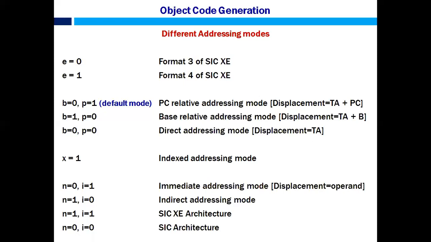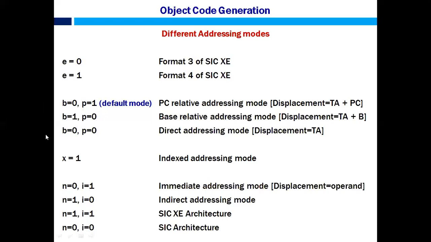What does program counter mean? It will be knowing the next address, so we call it PC relative addressing mode. For this, the displacement is found as target address minus program counter address. We should know this, and usually this will be the default mode. Usually we will go with this.